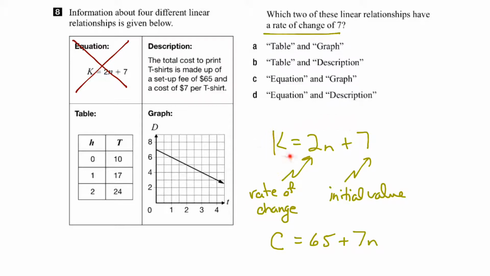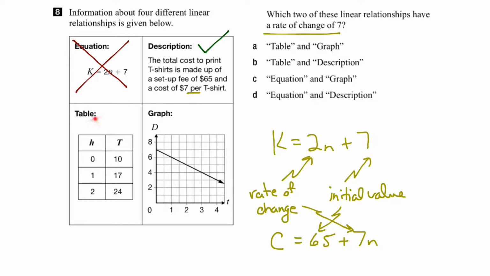Well, just like the equation above, the part of the equation that's attached to the variable represents the rate of change. So in this case, our rate of change is 7, and the initial value is 65. The giveaway here is whenever you see the word per, that represents a rate of change. So for the description, the rate of change is 7. That's what we're looking for. Therefore, we can say this is one of our options.